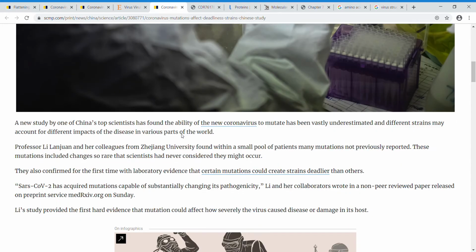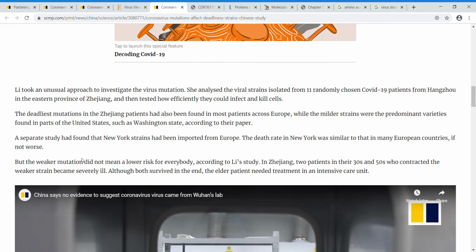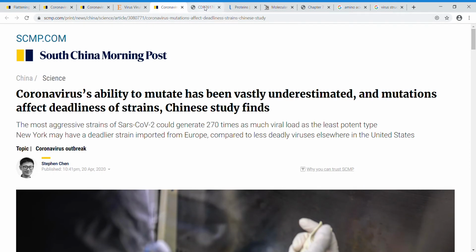So they go into a lot of details about things, mutations, pathogenicity, right? And then they talk about how she analyzed the virus strains and saw how efficiently they could kill and infect cells. So let's go back first and let's talk about viruses in general.